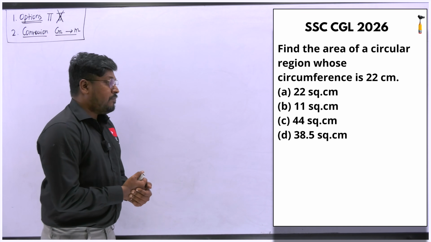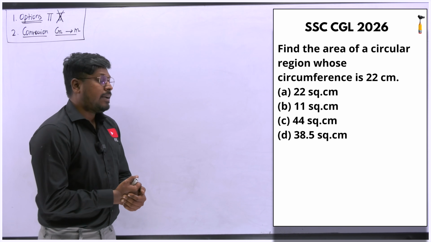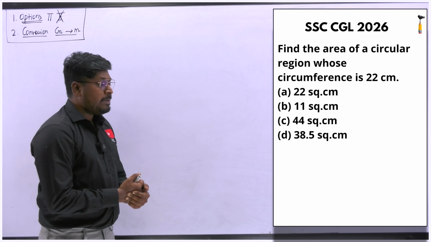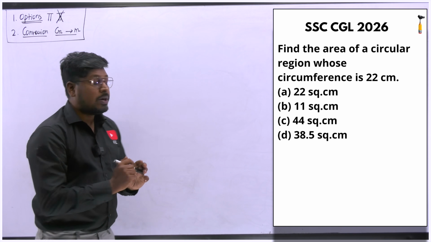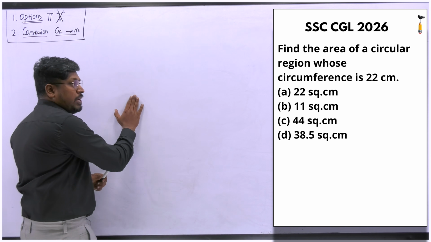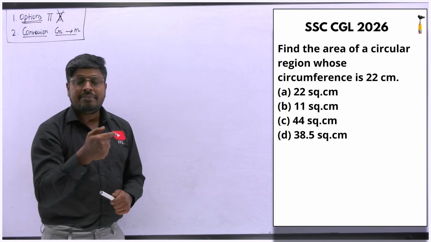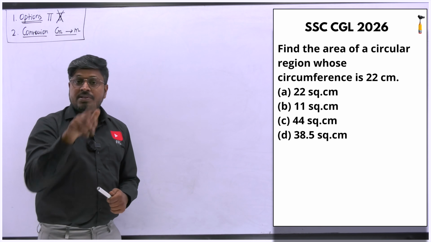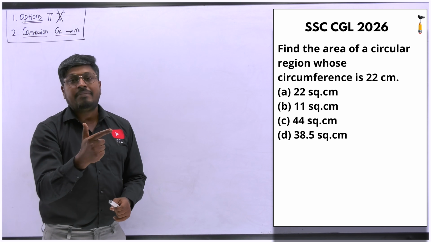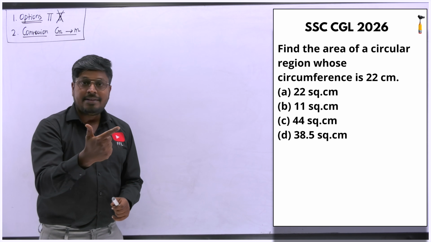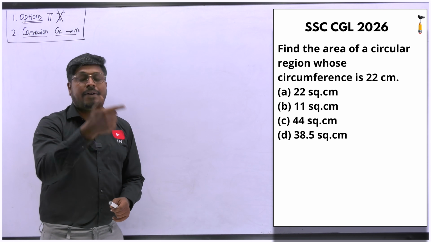Fifth question, find the area of the circle region whose circumference is 22 centimeters. We need to find the area of the circle. The area formula is pi r square. Pi will be 22 by 7, but the radius is not given here. Instead, they have given the circumference, which is 22 centimeters. So by using the circumference of the circle, we have to find the radius. After finding the radius, we apply it in the area formula to find the area of the circle.